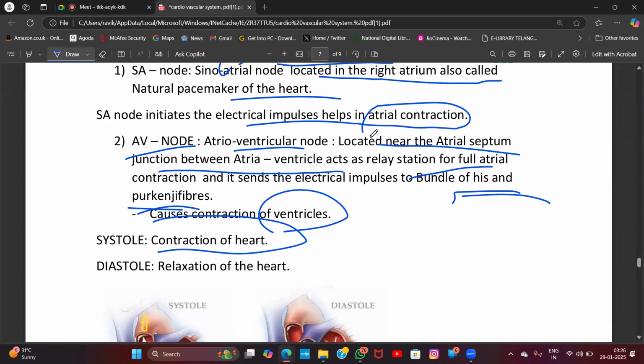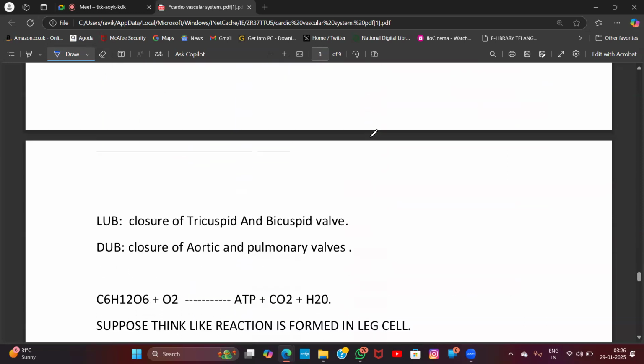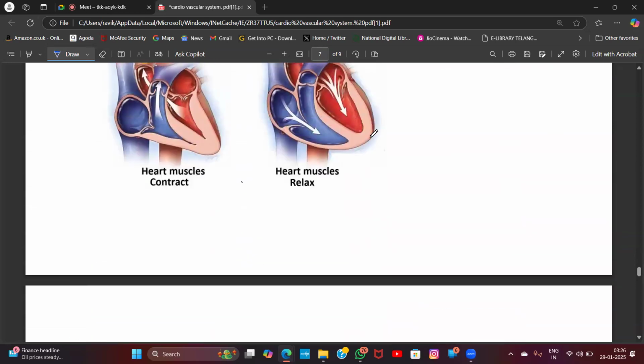Systole, what is meant by systole? The contraction of heart is called systole. Diastole. Relaxation of heart is called diastole. Lub. The closure of tricuspid and bicuspid valve produces a sound called lub. Dub. The closure of aortic and pulmonary valve produces a sound called dub.